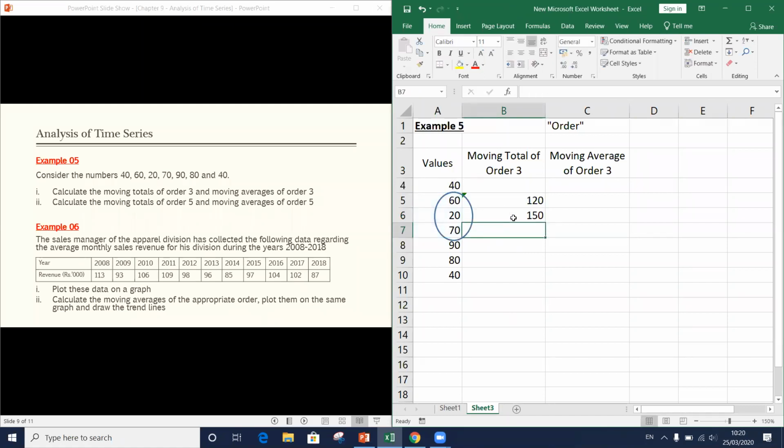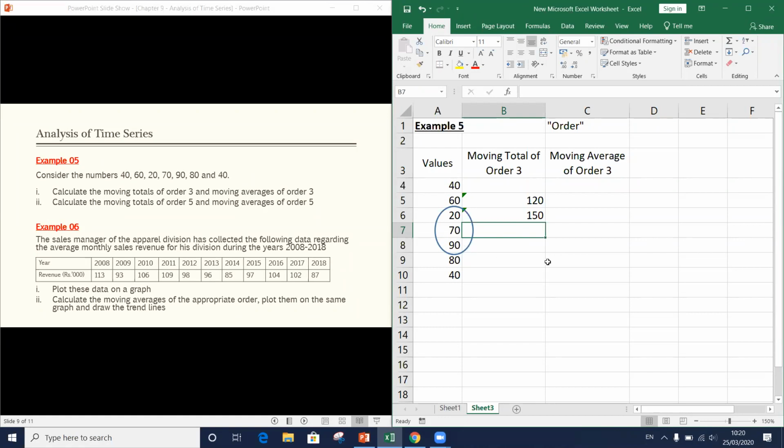Here. Is here? Right? Like that way. Then again, I am going to move this. I am going to ignore the first one and I am going to add a value from below. So what is the total here now? What is the moving total? That is why it is called moving, right?